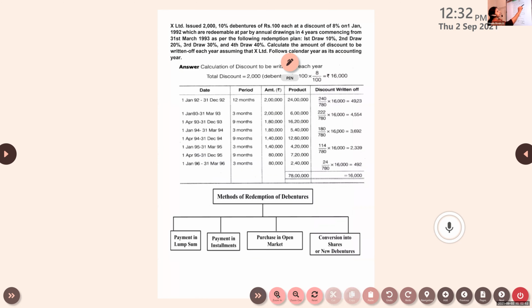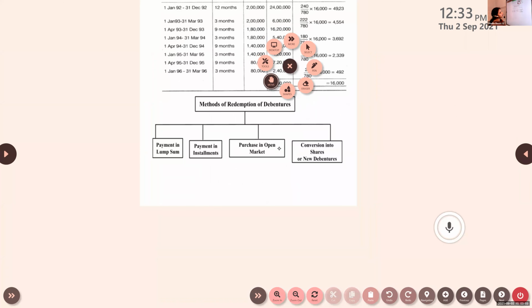Now the next topic is methods of redemption of debentures. What are the various methods used to redeem the debentures? How do you make this repayment? See, what is redemption? Repayment of debentures.